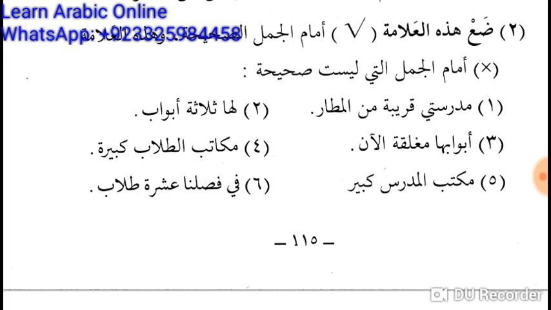ضع هذه العلامات أمام الجملة الصحيحة وهذه العلامات أمام الجملة التي ليست صحيحة. مدرستي قريبة من المطار. لا، ليس صحيحا، خطأ. لها ثلاثة أبواب. خطأ. أبوابها معلقة الآن. لا.